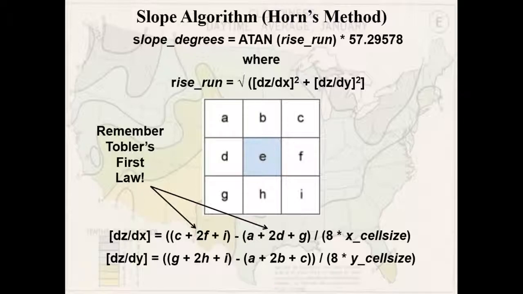This is all based upon Tobler, right? Things that are closer are more related. So this cell is closer to the center cell than this cell is, because this one's on the diagonal, right? So the distance here is further than the distance here. So when you're calculating slope in this direction, you have to give more weight to the closer cells. So that's what this takes into account. It gives more weight to the closer cells. So that's why we had to talk about Tobler.